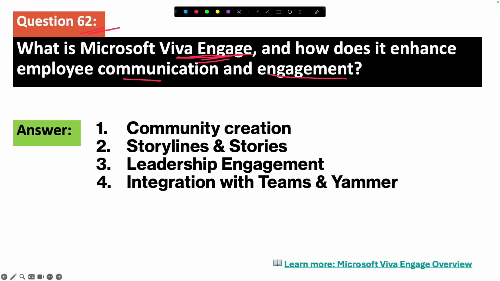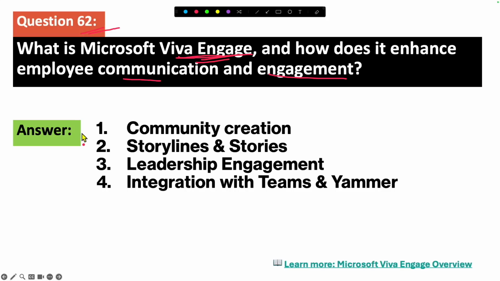Viva Engage is a social networking and community building platform. If you are familiar with Yammer in the past, Viva Engage is a further enhancement on top of Yammer. That's where employees can go in and network with other employees and create different communities for themselves within the organization. It is part of Microsoft 365, and it helps employees connect, share knowledge, and collaborate across the organization. Those are the things they can do with Viva Engage.